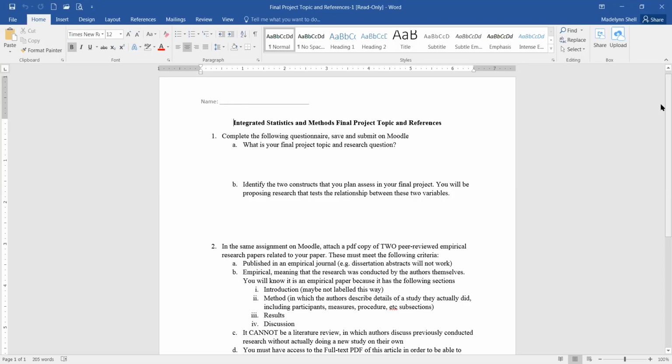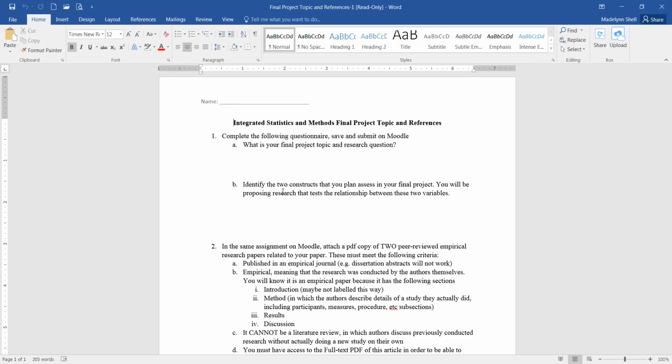Once you have a general topic and a research question, you'll need to identify two specific constructs that you plan to investigate. So just to give you an example, in previous semesters, we've studied how attractiveness influences people's perceptions of intelligence. So the general topic would be maybe attractiveness. My two constructs would be attractiveness and perceptions of intelligence. Remember that you won't actually have to conduct the study you propose, but you will need to write up the paper as if you've conducted the study.